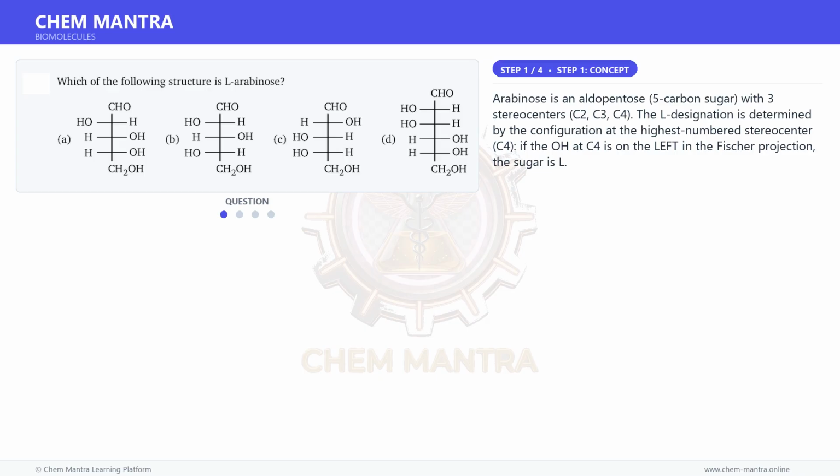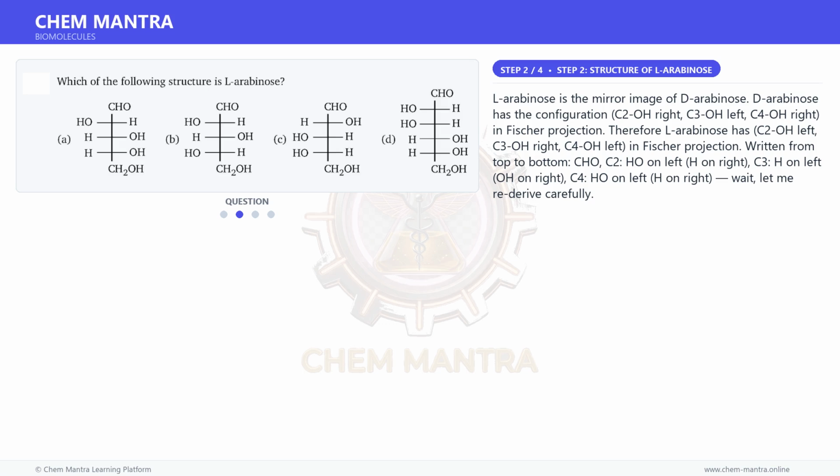Arabinose is an aldopentose, a 5-carbon sugar with 3 stereocenters: C2, C3, C4. The L designation is determined by the configuration at the highest numbered stereocenter, C4. If the OH at C4 is on the left in the Fischer projection, the sugar is L.